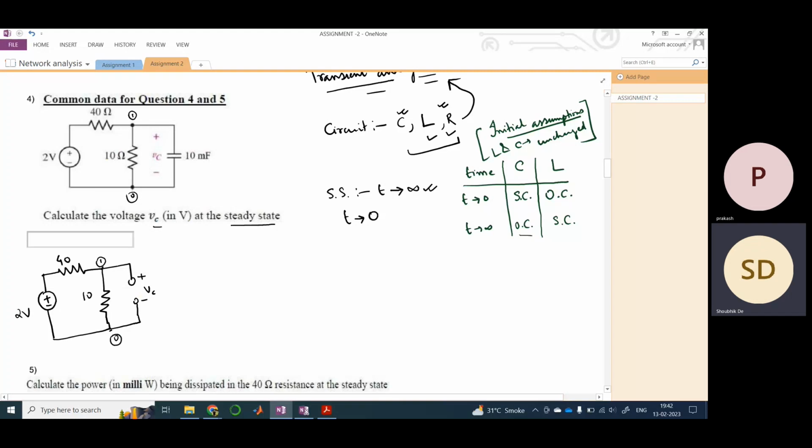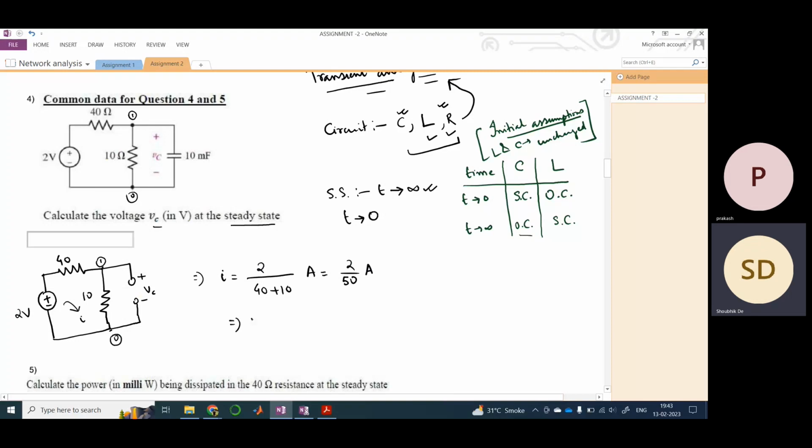It is very simple. We just need to find the voltage developed across this 10 ohm resistor. What is the current flowing through this? Since this is open circuit, this part won't be taken. So my 40 and 10 ohm are connected in series. Therefore the current would be 2 by 40 plus 10 ampere, which is 2 by 50. I won't simplify this.